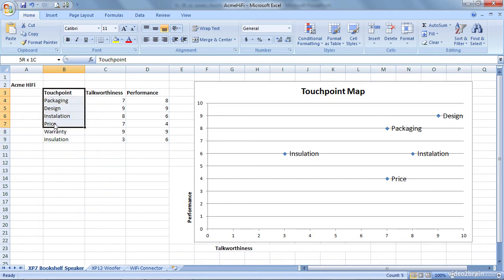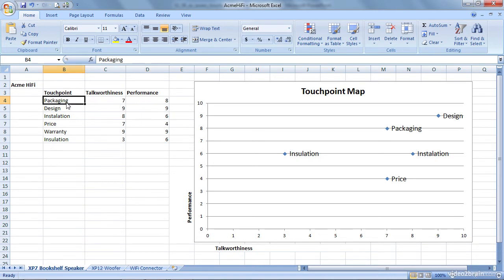The touch points are listed here, and then I've provided an estimate or a measure, using listening data, of how likely people are to talk about the packaging, the design, the installation. And then I have also, based on those conversations or based on interviews with customers and returns, or the kinds of marketing intelligence that you might have, an estimate of my performance on each of those touch points.